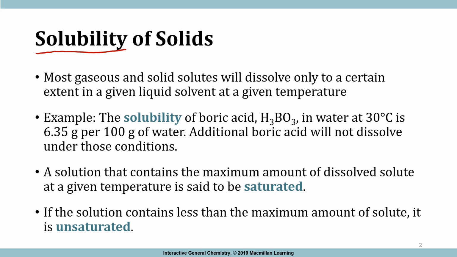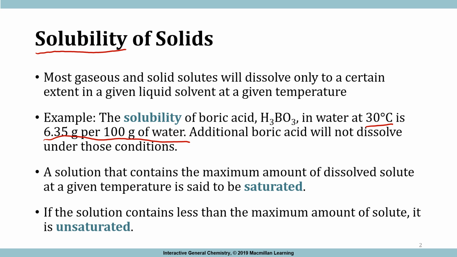An example of this chemistry-wise is the solubility of boric acid in water at 30 degrees Celsius, which is 6.35 grams per 100 grams of water. So what we mean there is at 30 degrees Celsius, we can only get 6.35 grams to dissolve in 100 grams of water. If we add 7 grams, then only 6.35 grams of that boric acid will dissolve, but the rest of it will just be a solid at the bottom. We can't get any more to dissolve.